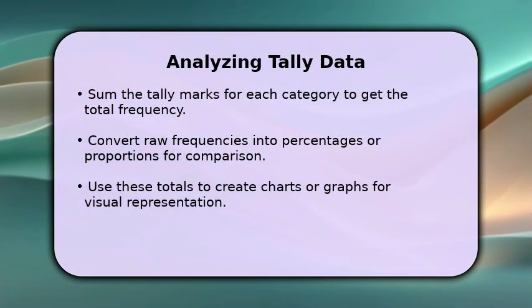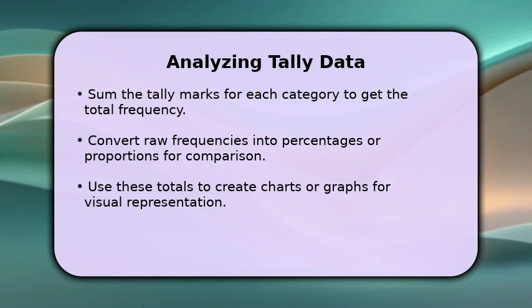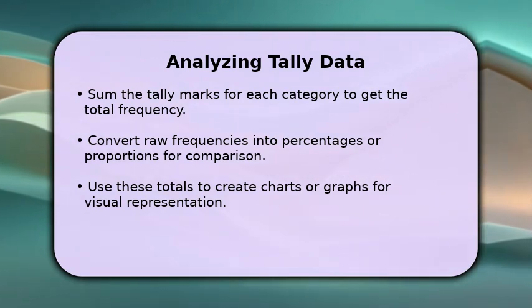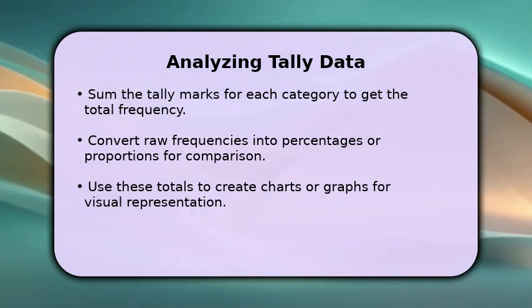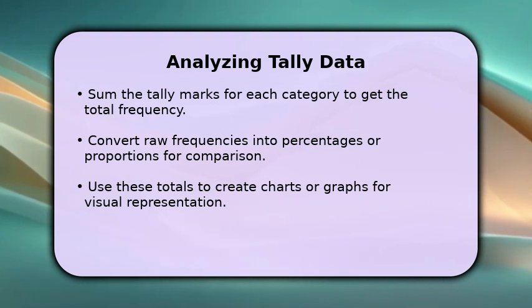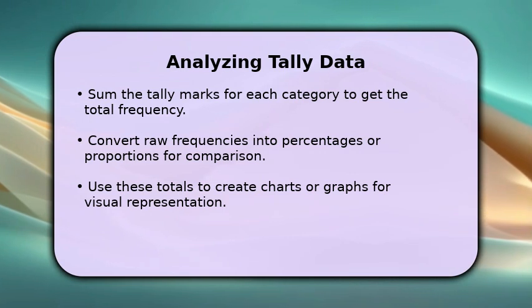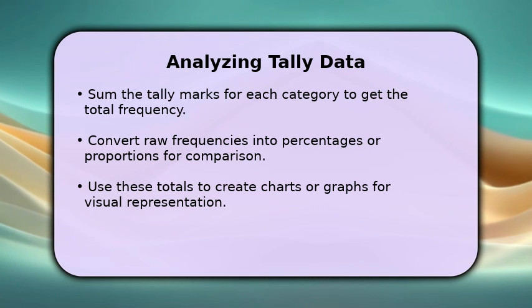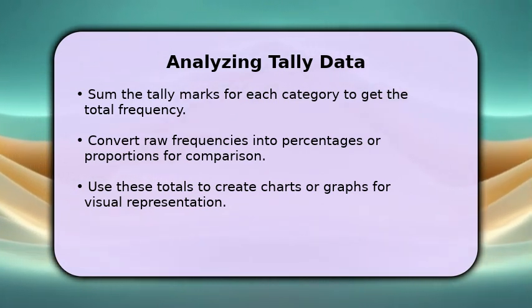Once all data is collected, the next step is to sum the tally marks for each category. Each completed group of 5 represents 5 units, making the summation straightforward. For example, if you have 3 full groups and 2 additional marks, your total is 17. These raw frequencies can then be used to calculate percentages or create visual aids like bar graphs, providing clear insights into your research findings.